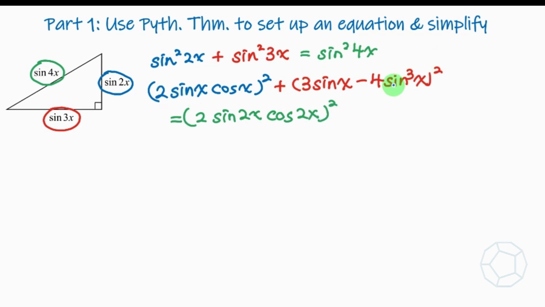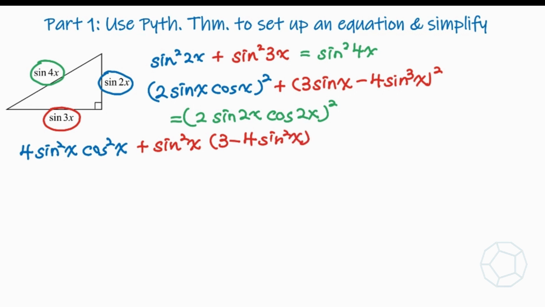For the 2 terms on the left hand side, we'll take out the common factor sine squared x. So we'll have 4 sine squared x cosine squared x for the first term. And for the second term, we'll have sine squared x times (3 minus 4 sine squared x) whole squared.